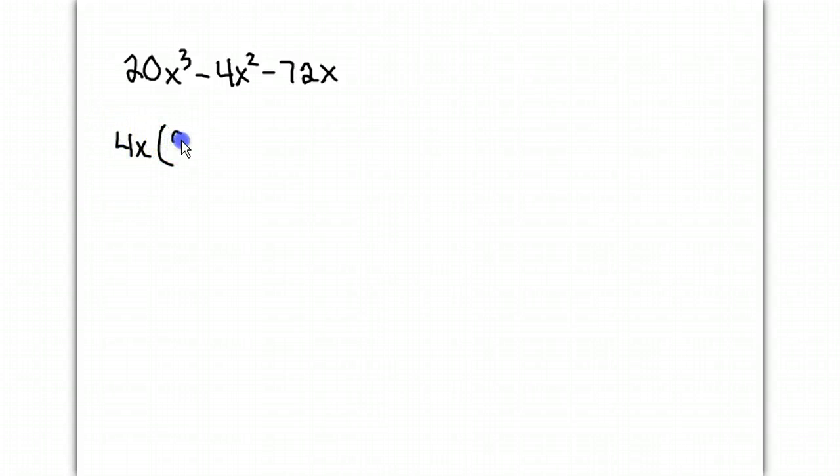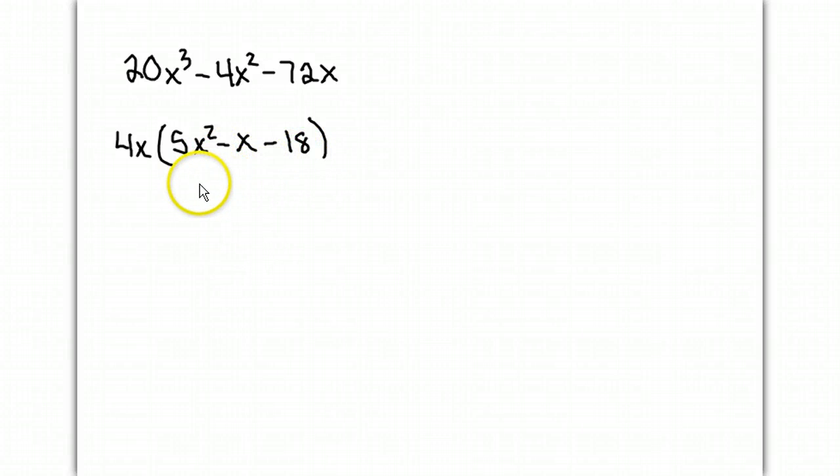So what I'll end up having is a 5x to the second, because 4 times 5 will be 20, x cubed, minus x, because all I need is an x to give me a negative 4x squared, and minus 18. So this is where I'm at now. And then I look at the inside, and I see that this is an AC method problem. So the 4x, you're going to leave alone right now and just deal with it at the very end. But right now we need to break up this 5x squared minus x minus 18.